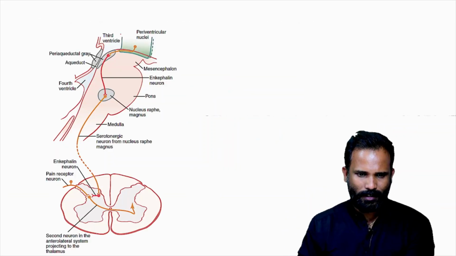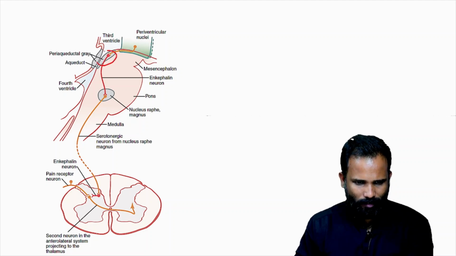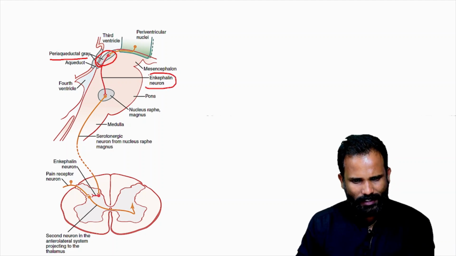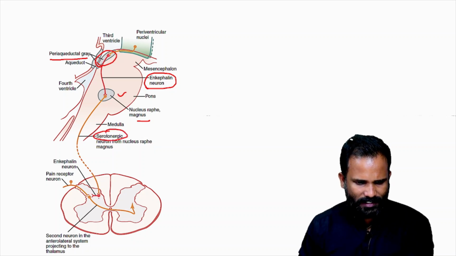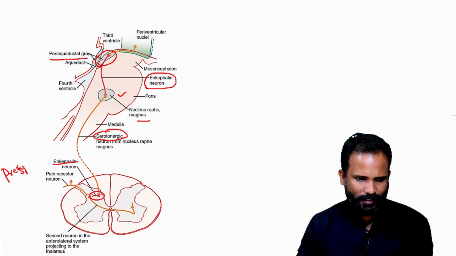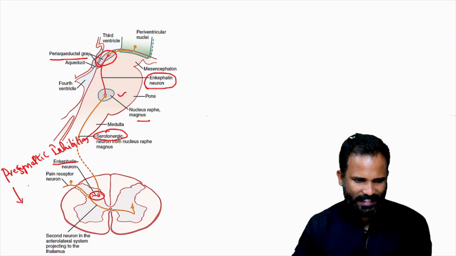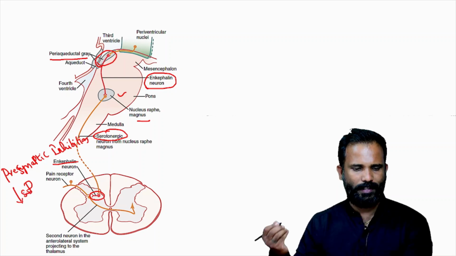So the same, now the frontal cortex and hypothalamus are acting over the periaqueductal gray matter, which releases enkephalin and activates nucleus raphe magnus. This nucleus raphe magnus is releasing serotonin, which is acting over an inhibitory interneuron which releases enkephalin. That causes presynaptic inhibition, which causes decreased release of substance P. So pain is not transmitted much.